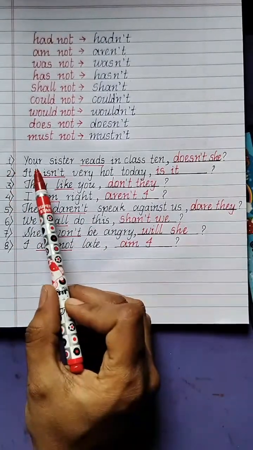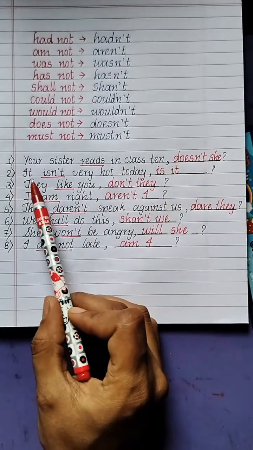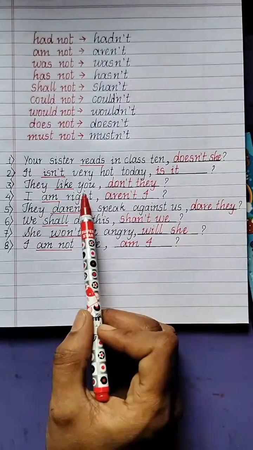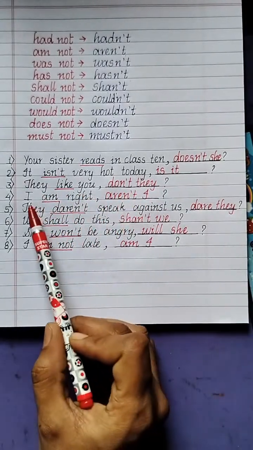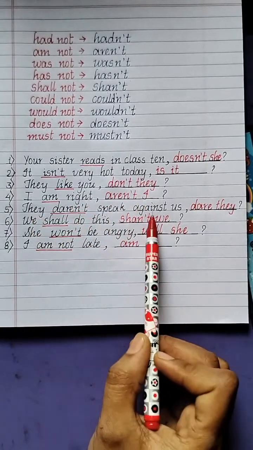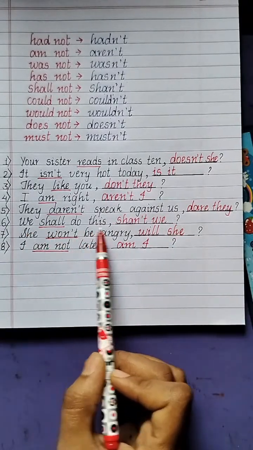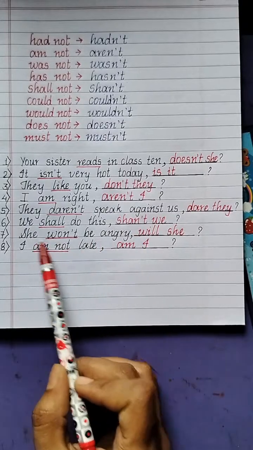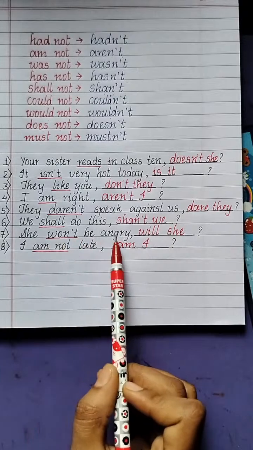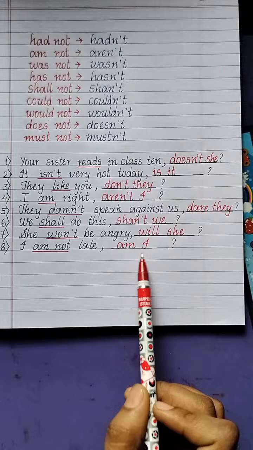Number one, your sister reads in class 10, doesn't she? It isn't very hot today, is it? They like you, don't they? I am right, aren't I? They dare not speak against us, dare they? We shall do this, shan't we? We won't be angry, will we? Sorry, she won't be angry, will she? I am not late, am I?